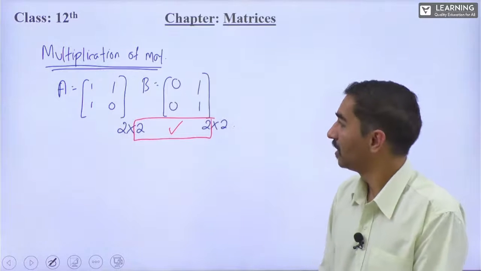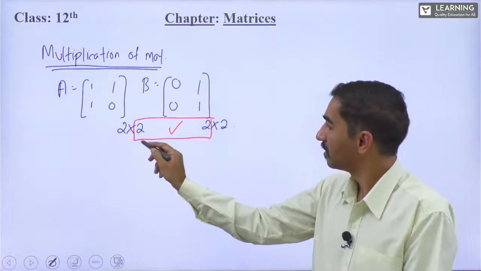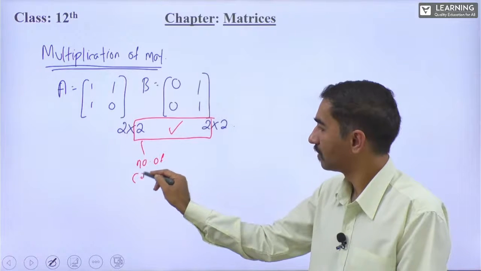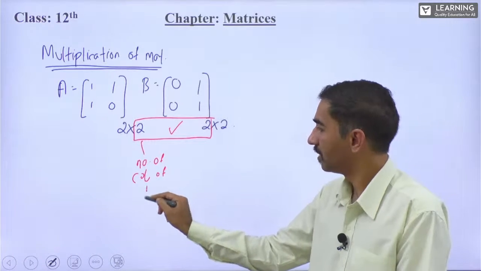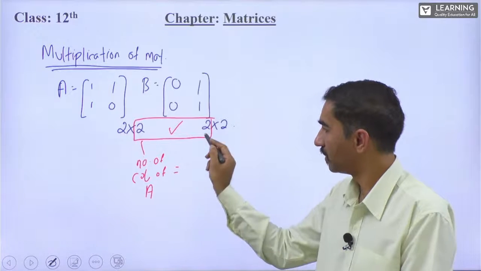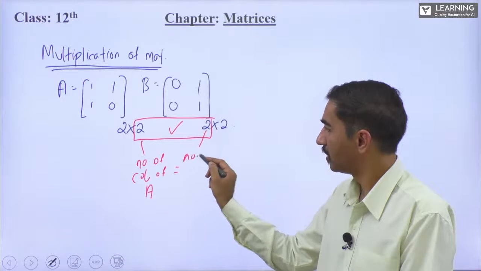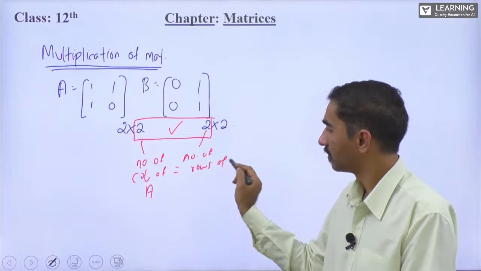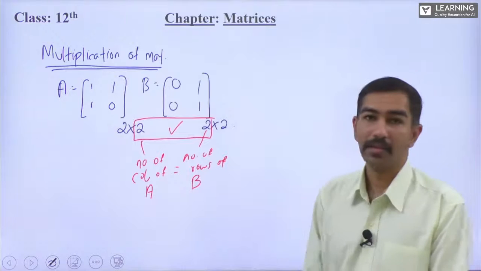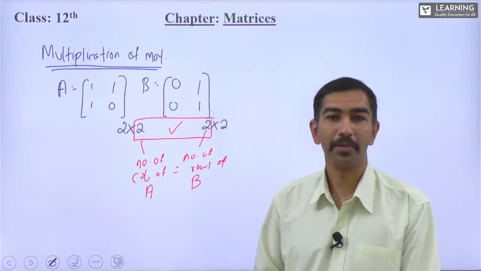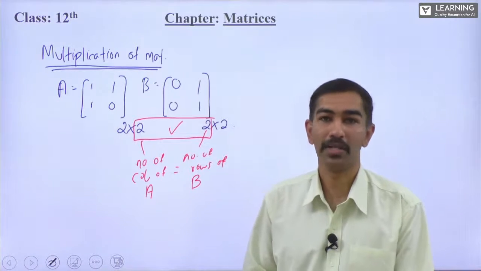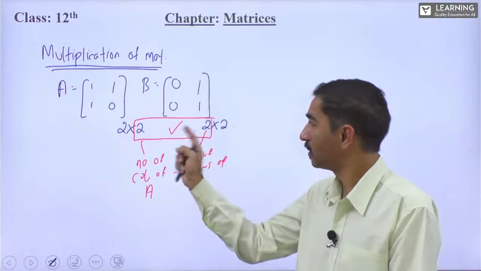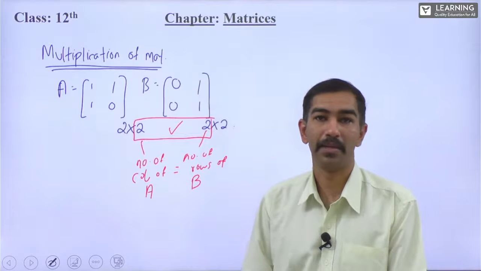Understanding? Okay. So now, number of columns of A should be equal to number of rows of B. If the number of columns of A is equal to the number of rows of B, then we can multiply, students. Then only we can multiply. If these both numbers are not same, we cannot multiply.